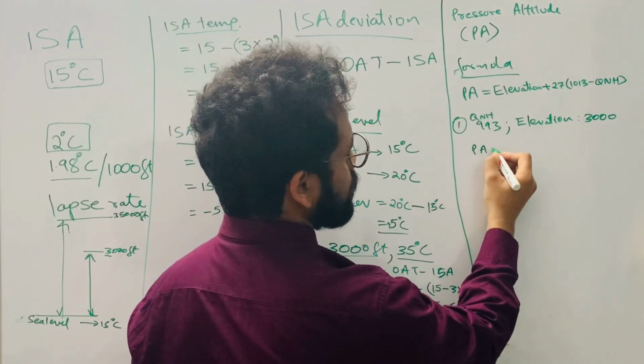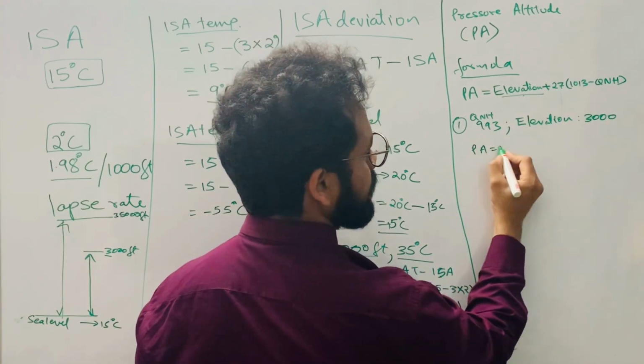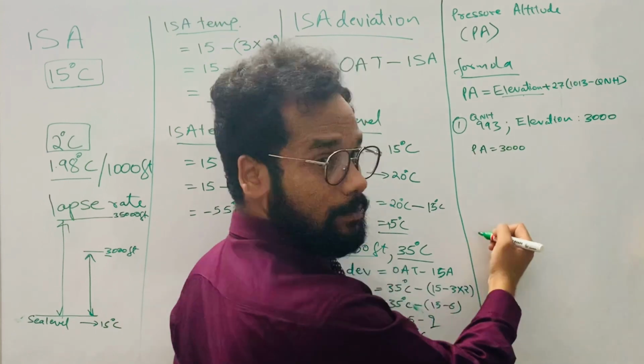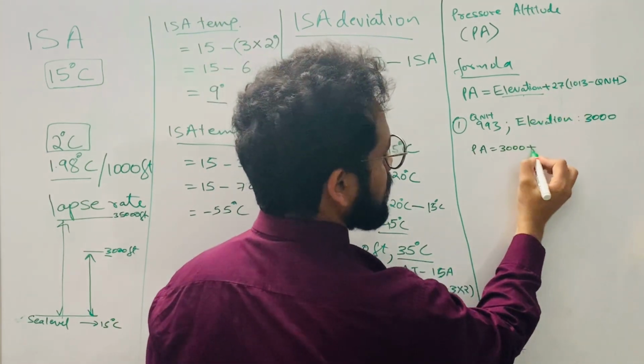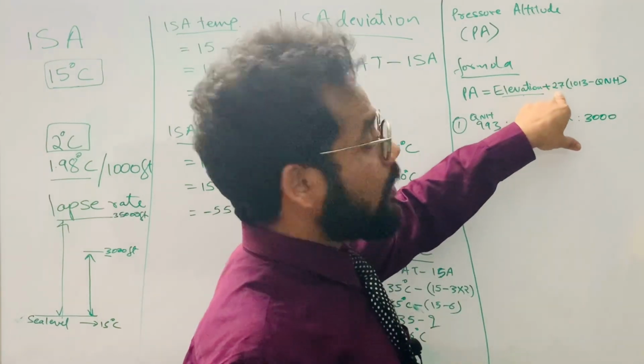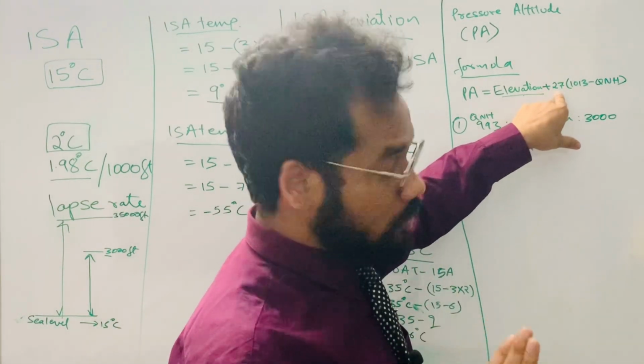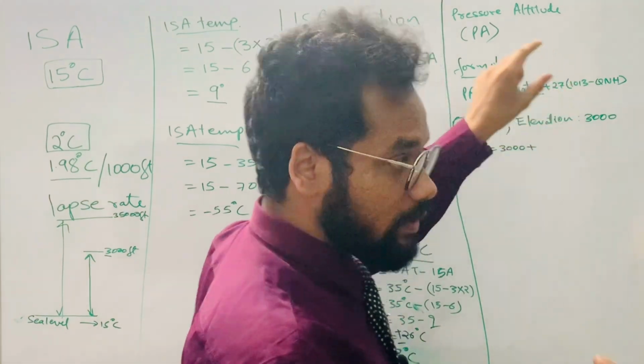So in this case, how much will be the pressure altitude? Let's see. Pressure altitude is equal to, you can see here, elevation. So elevation is 3000, so I'm writing here 3000, plus 27. Why is this 27 written here? Why in this formula is 27 chosen? Let me tell you. Let us just pause this topic as of now and let's go back once.